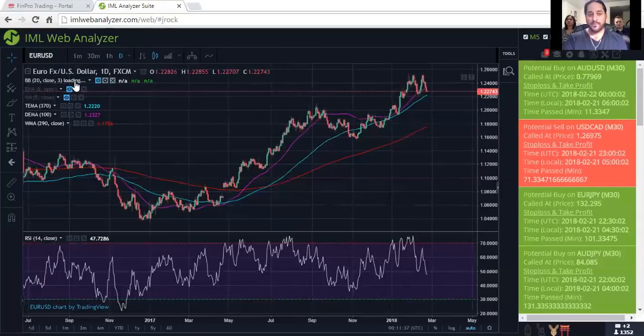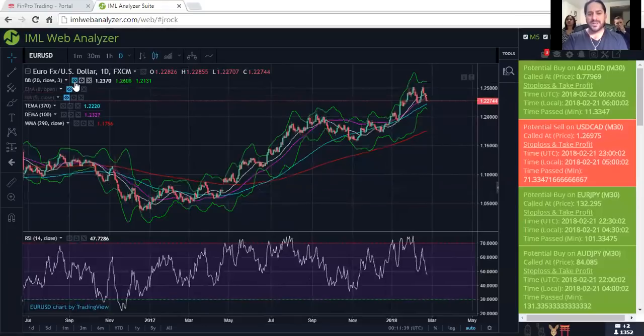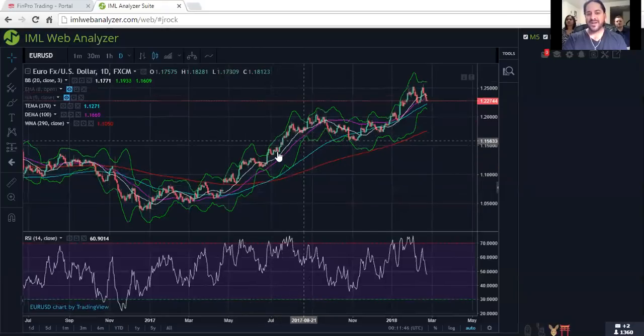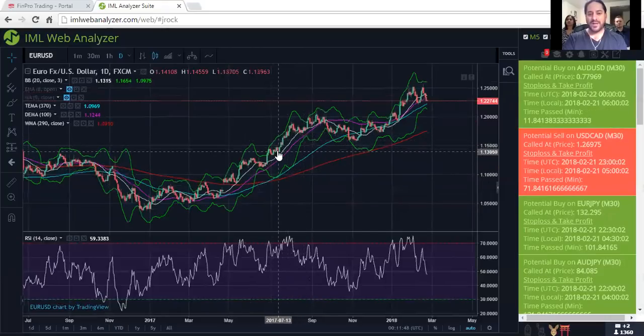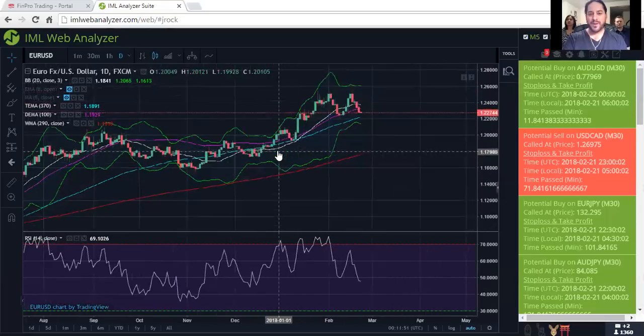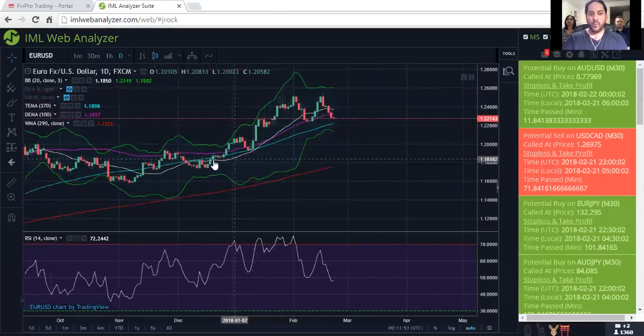So let's turn that on. And you will see the Bollinger Band has the wavy green lines that are outside of the pair. It's almost like a road that you are traveling in. Well, let me expand that so you can get a better view. And the white line in the middle is your 20-period simple moving average.